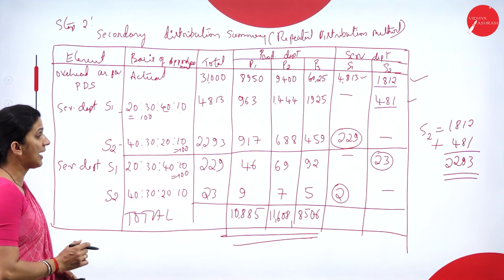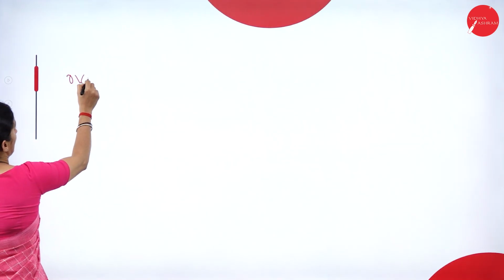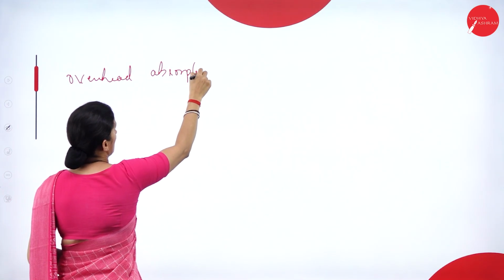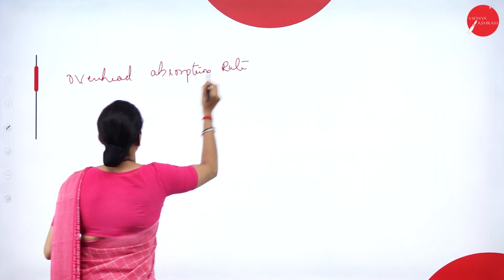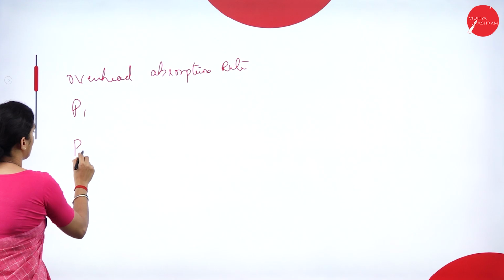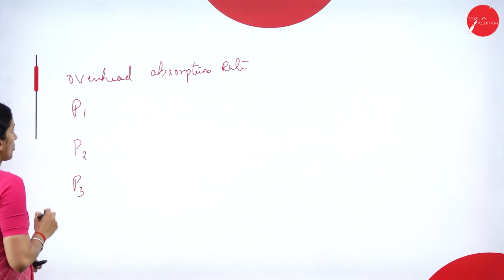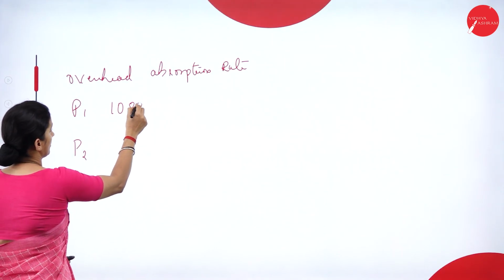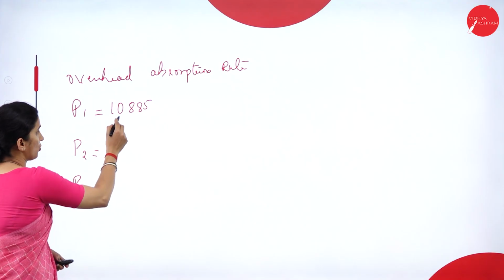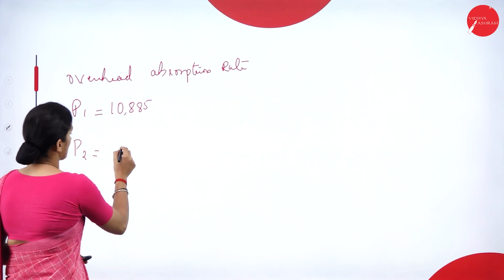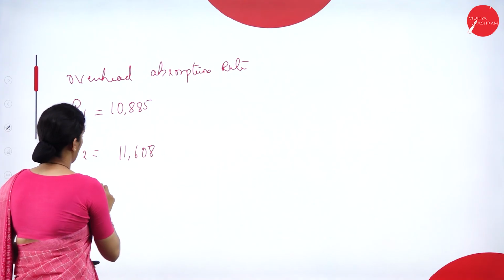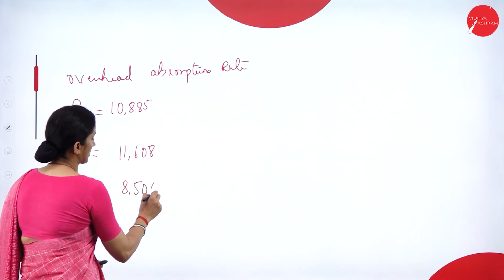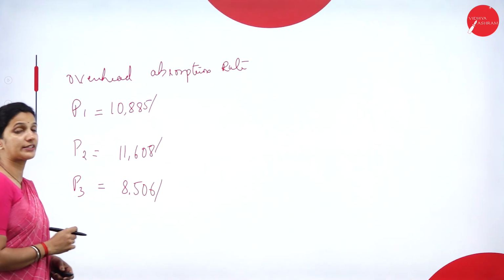Apart from that, we have one last calculation, that is the overhead absorption rate. So here we have departments P1, P2 and P3. What is the overhead of P1? Here it is 10,885 for P1, and for P2 it is 11,608, and for P3 it is 8,506. So divided by, we need to get the absorption rate.